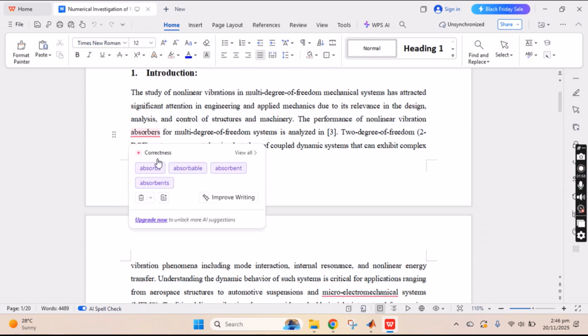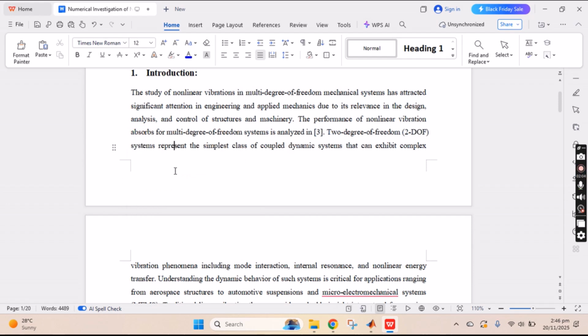absorbers. That basically, nonlinear vibration absorbers in multi-degree of freedom systems. So that's why I have added it.